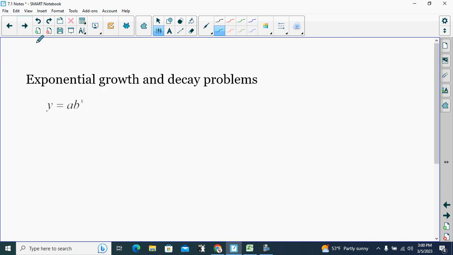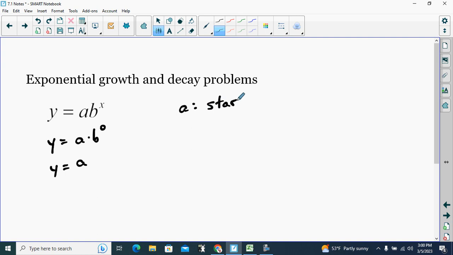And then the last types of problems we are looking at are story problems that deal with exponential growth or exponential decay. We are going to start with the basic y equals ab to the x. Notice if I plug in 0 for x, it would say y equals a times b to the 0, and anything to the 0 is 1. So if I plug in 0 for x, I get y equals a. So a is the starting amount, the amount when x is 0.